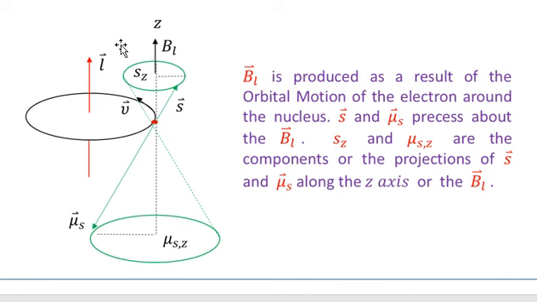So this is the picture that I have shown over here. There is an internal magnetic field BL, and if BL is present, of course, it is intrinsic and it will always be present. And S will then carry out a precessional motion about the BL direction. So BL is produced as a result of the orbital motion of the electron around the nucleus. S and mu S both precess about BL, one along the positive direction, the other along the negative BL direction. Sz and mu S,z are the components of the projections of S and mu S along the Z axis or along the BL axis.